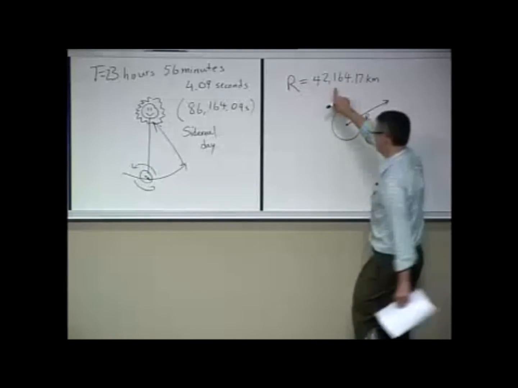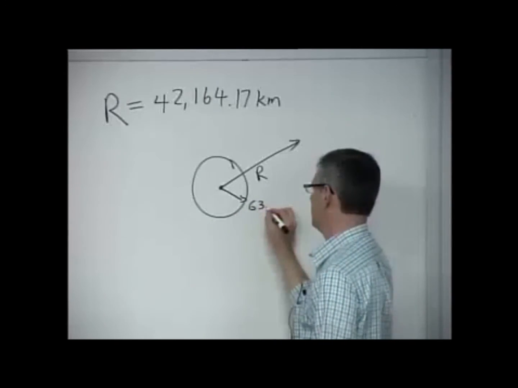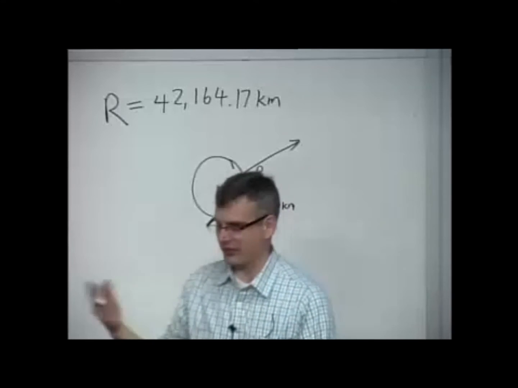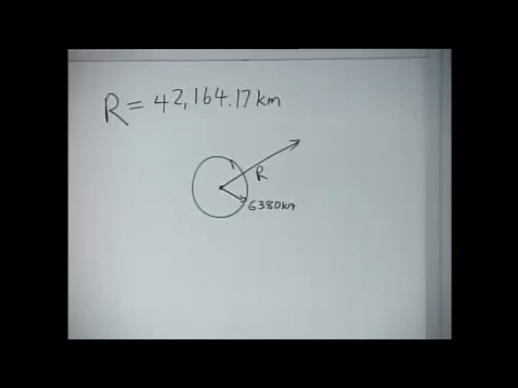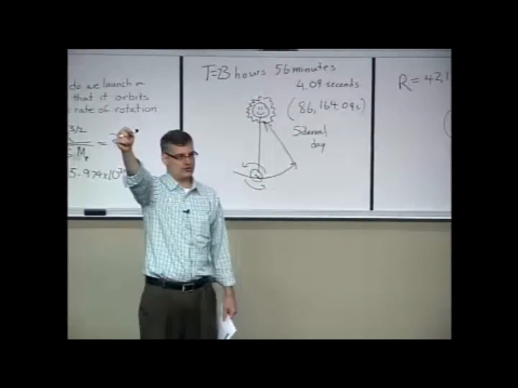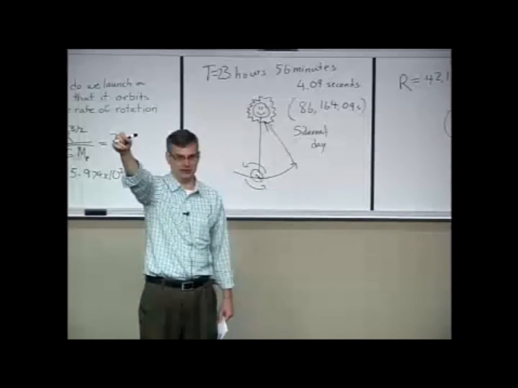This is the radius. The altitude, the Earth's radius is about 6,380 kilometers. So that would make the altitude about 36,000 kilometers if you're reporting from the surface of the Earth. So you'll see that number bandied about in papers and textbooks. But that's the magic height. If you put that spacecraft up at 42,000 kilometers from the center of the Earth, it will hang in the sky at the exact same point.